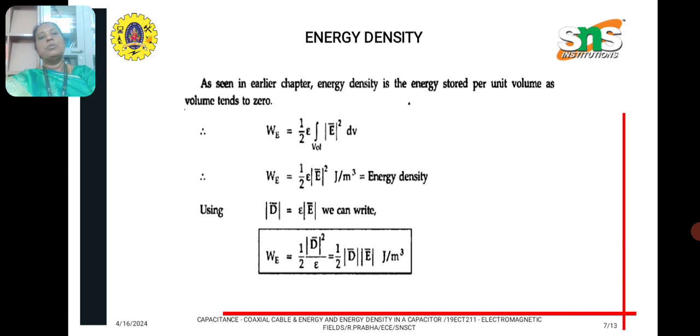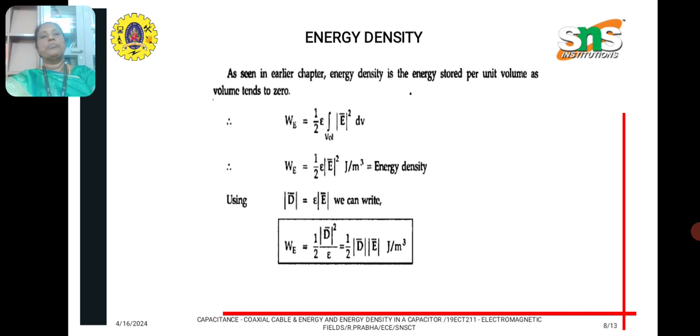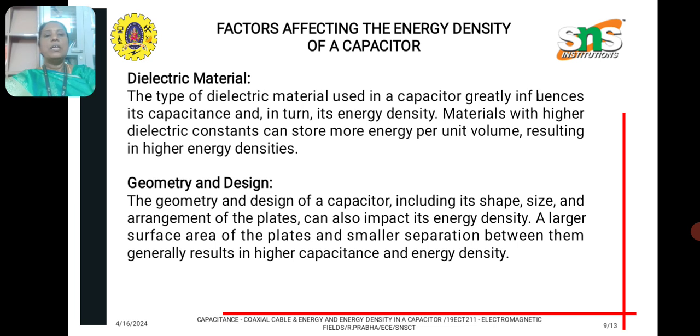So this is about the energy density expression. And there are various factors affecting the energy density of a capacitor. One is the dielectric material property. We know that it is permittivity, and also the dielectric constant. The material with higher dielectric constant can store more energy per unit volume. So a higher dielectric constant material will store higher energy densities.